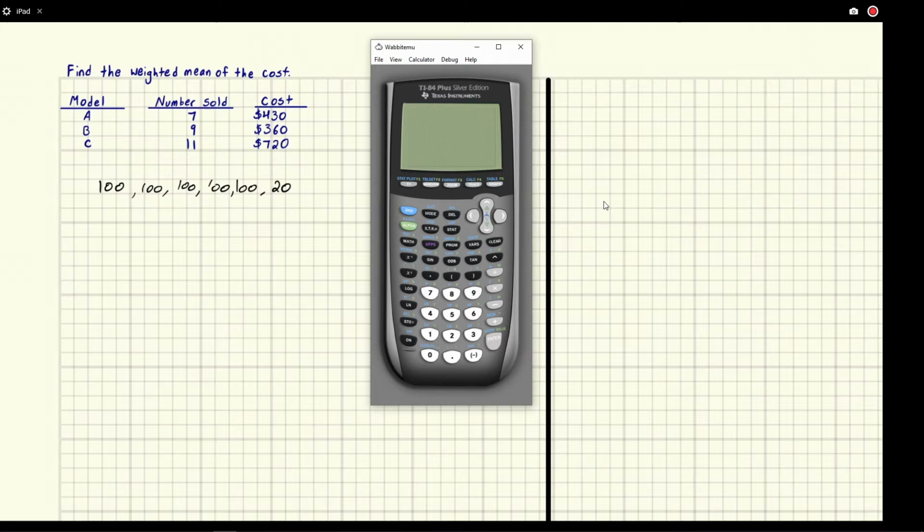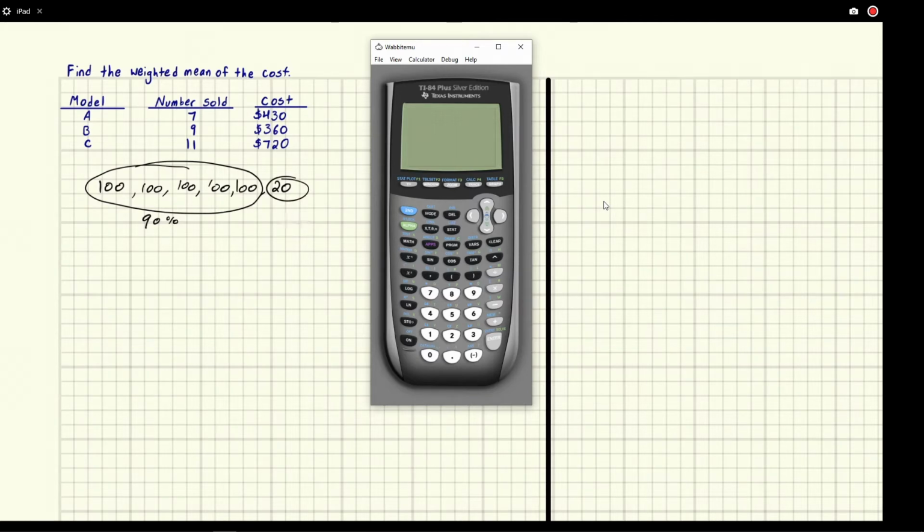If the class is homework centric, let's say the homework's worth 90% of the grade. Well then, who cares how you did on the test? Because these hundreds are worth way more than this 20, right? Because this would only be worth 10% of the grade.